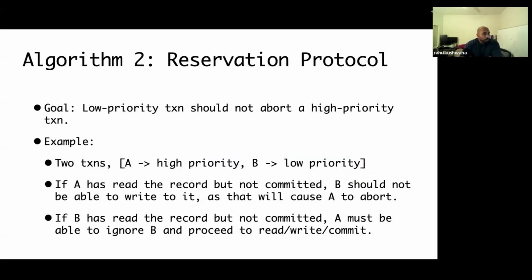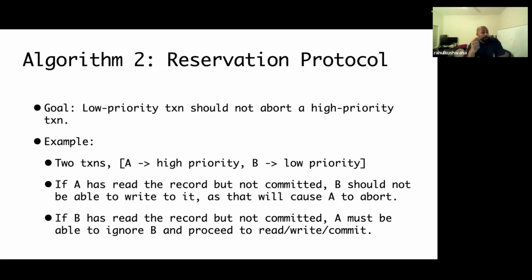So algorithm 2 talks about the reservation protocol. The main goal of the reservation protocol of Polaris is to make sure a lower priority transaction should not be able to abort a higher priority transaction. One key point I want to emphasize in this whole presentation is that the prioritization part of this algorithm is not for serialization. It's just to help the algorithm so that higher priority transactions have higher chances to succeed than the lower priority transactions.